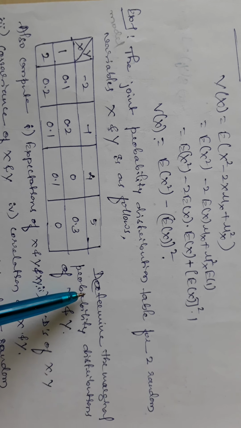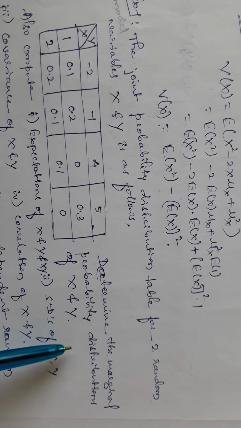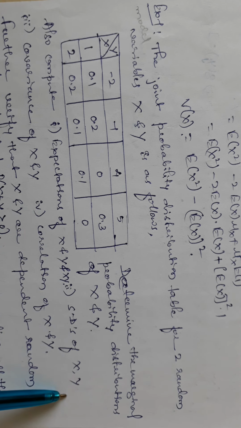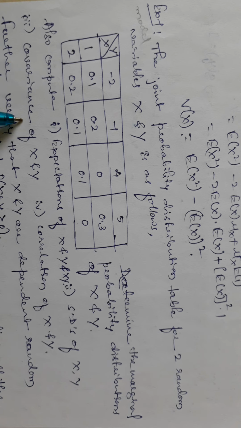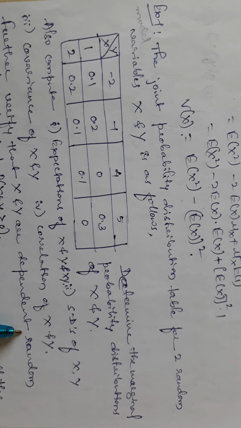Now determine the marginal probability distribution of x and y. Also compute expectations of x, y and xy, that is the mean and standard deviation of xy. Next, the covariance of x and y and the correlation of x and y. Also further verify that x and y are dependent random variables. Also find the probability of x plus y greater than 0.